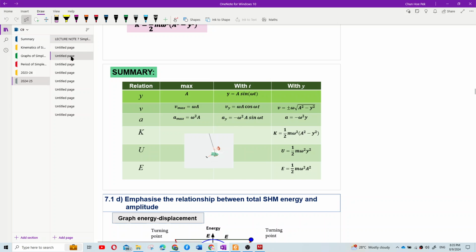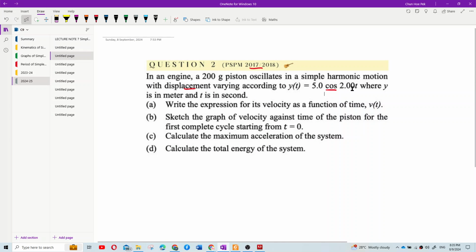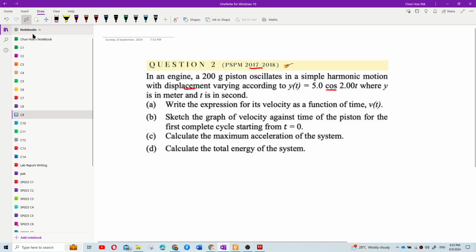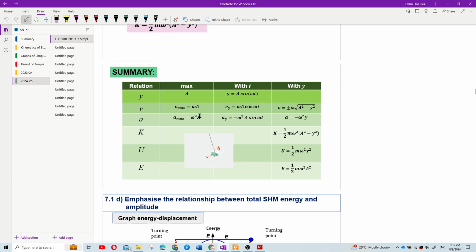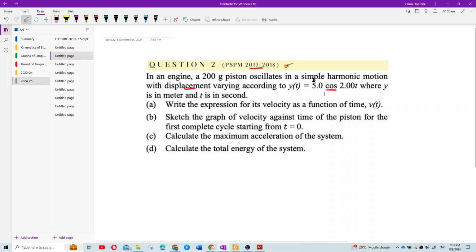So actually this question won't come out anymore. According to the syllabus, the displacement must be a sine equation. The exam will only come up with questions using a displacement equation in sine. So there won't be a displacement equation in cos. If displacement is in cos, that means it's not a sine graph anymore, it uses a cos graph. So actually this question won't come out anymore because our syllabus changed already.